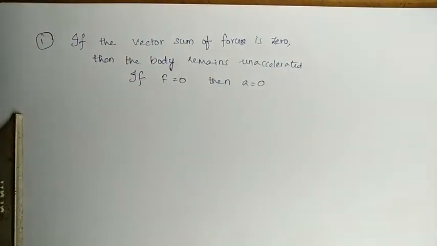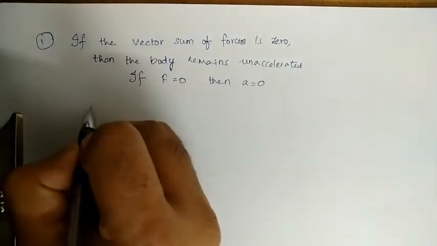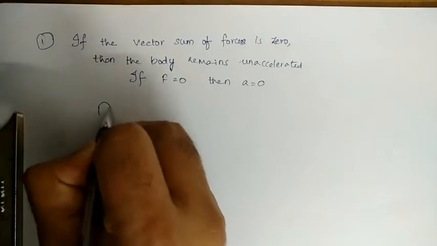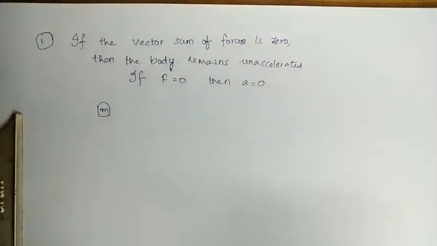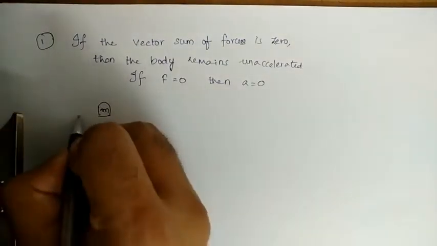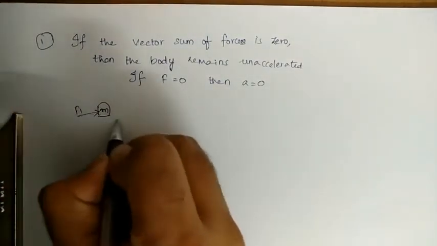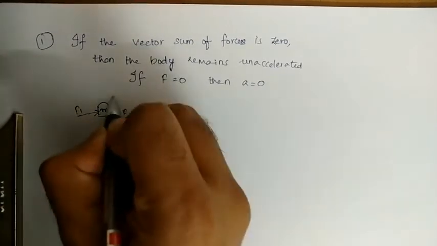We'll try to understand this first law well by taking a small example. First, let's say we have a body of certain mass, whatever the mass is. We are not concerned about the mass. Let's say we have different forces acting on the body, something like this: F1, F2.